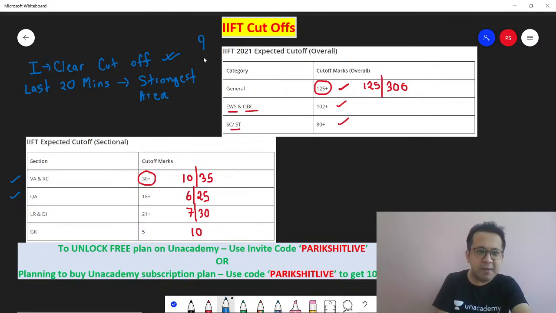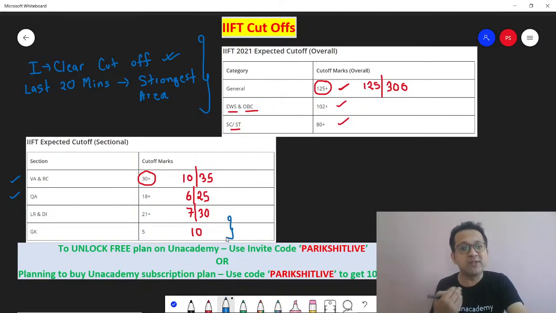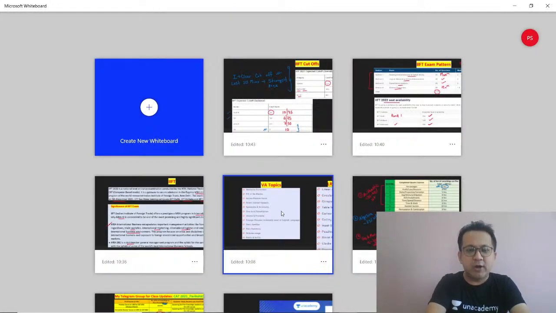So always remember this. In GK, do not spend much time. If you know the answer, well and good. If you don't know it, just move to the next. GK is not like your LR or quants where you have to think a lot. So save some time in GK questions, and whatever time you save, you can spend in either VRC, QA, or LRDI. Fine. Let's go to the important topics.